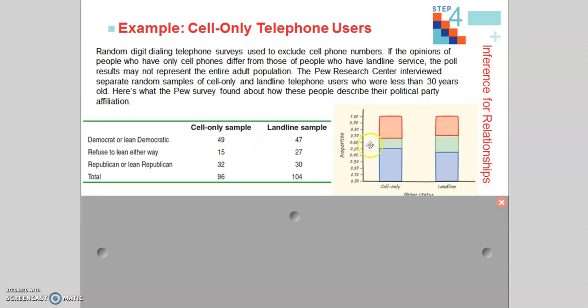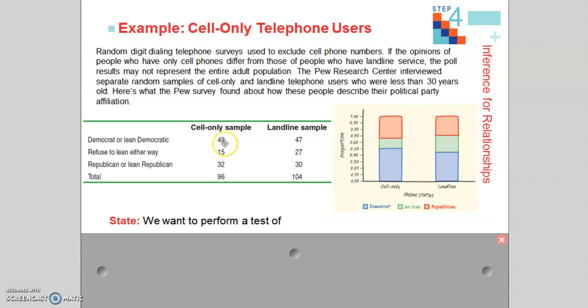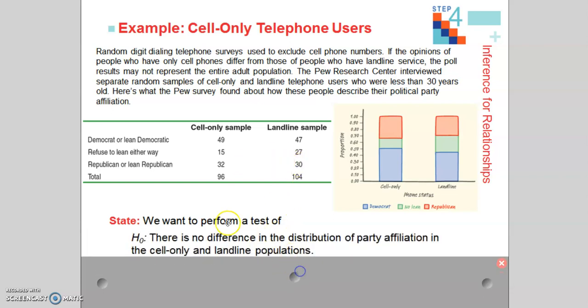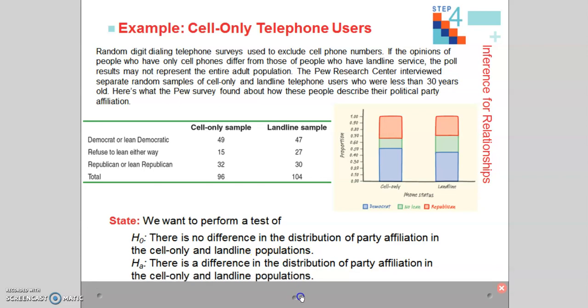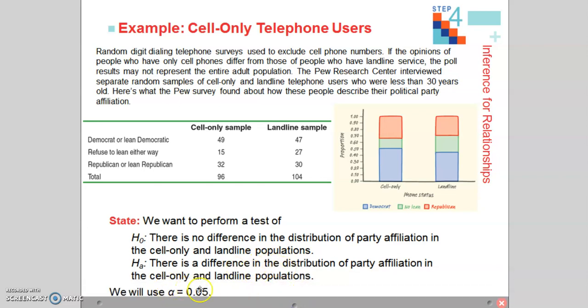So you can see here, one of the key differences I see between these two groups is a much larger green area for this group compared to this group, and a slightly larger blue area and even a slightly larger red area for this group compared to this group. So I'm going to perform a test to see if these two distributions could actually be the same, or come from the same population, I should say. My null hypothesis is that there's no difference in the distribution of party affiliation for these two groups, the cell-only and the landline populations. The alternative is that there is a difference, and I'm going to use a significance level of 0.05.